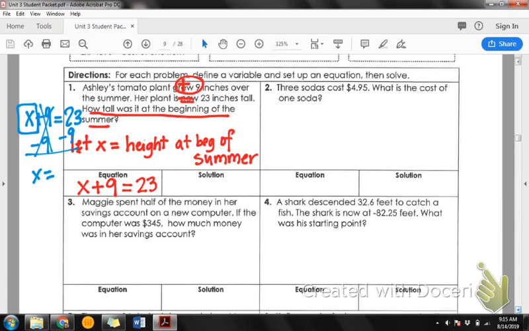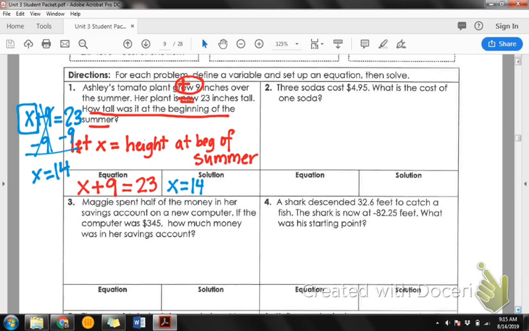X equals, what is 23 minus 9? 14. So that's my solution. Well, I didn't have to do all that, but I got 14. So here's the thing. You just did some subtraction in your head, right? But if you don't understand the process of how to actually write the equation, then you're going to be stuck when things take it up a notch.